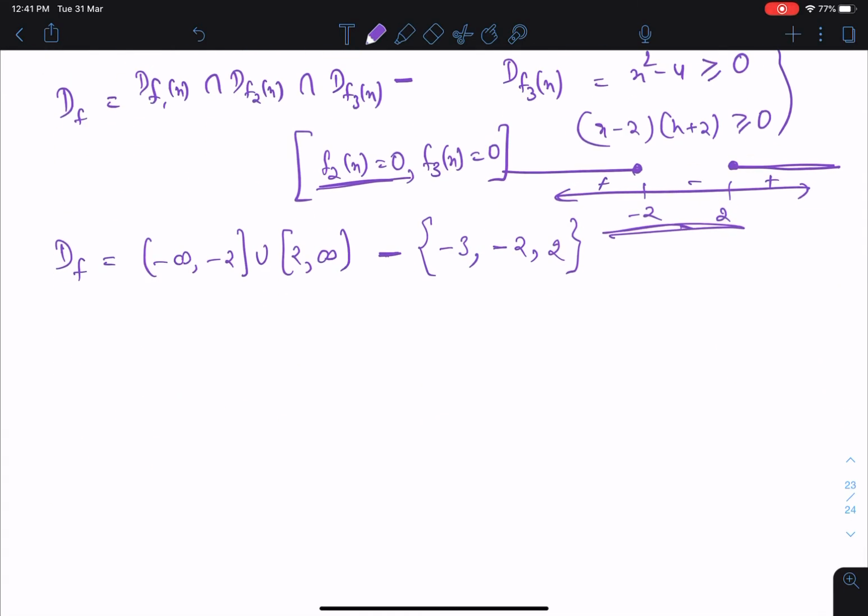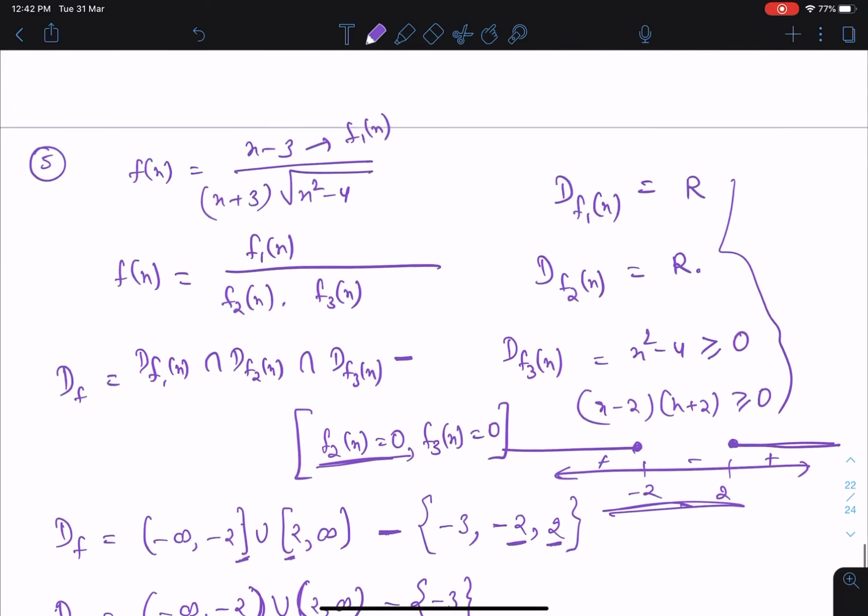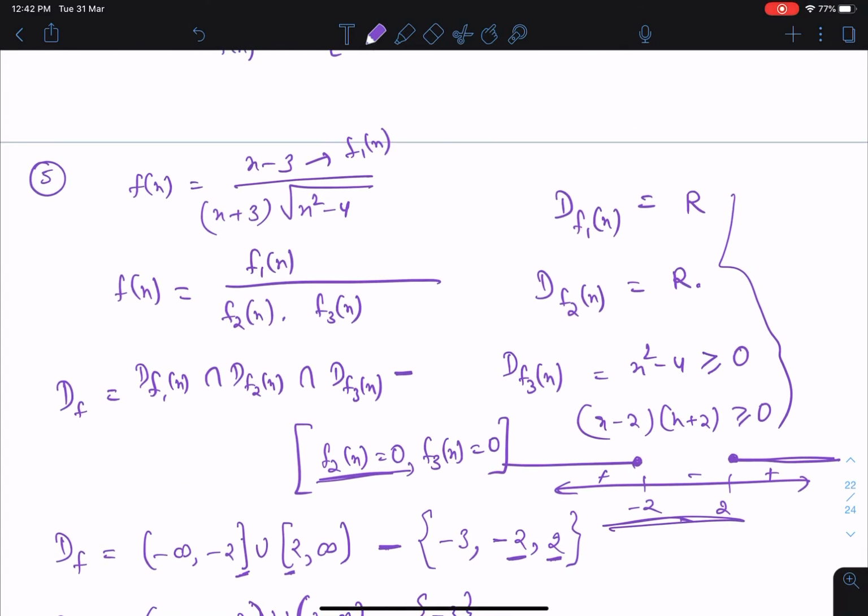Either you write like this or you write like this. Both are correct. What I did is, instead of writing −2 and 2, I just excluded them here itself. So I just used an open bracket. Clear? So don't be afraid by seeing the question that lots of functions or lots of expressions are there. See, it is very easy. You just go step by step and you will be able to understand.